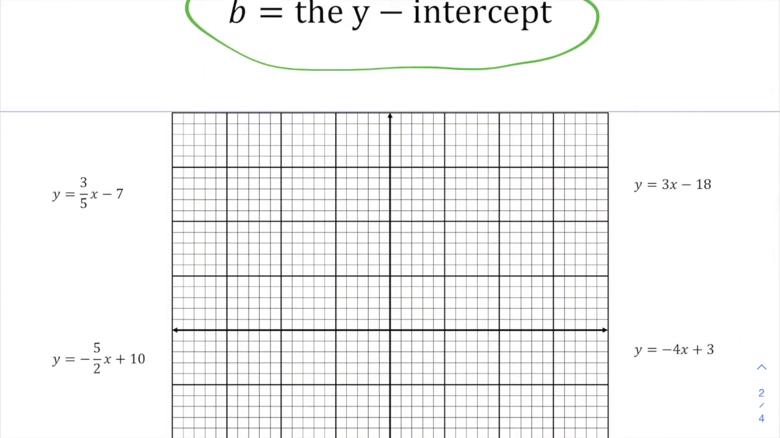Here are four equations and a coordinate plane. On the coordinate plane, there are two axes. That's the y-axis, and this is the x-axis.